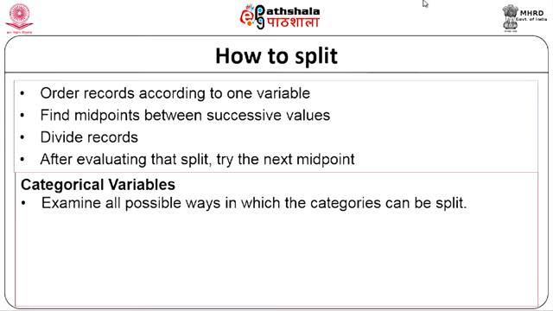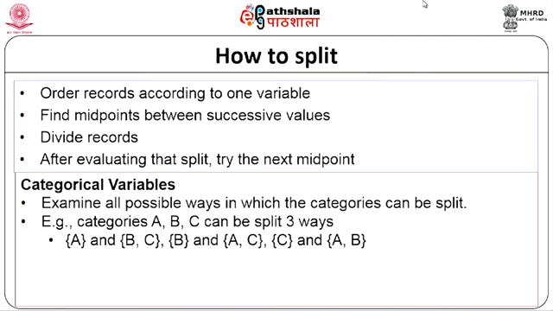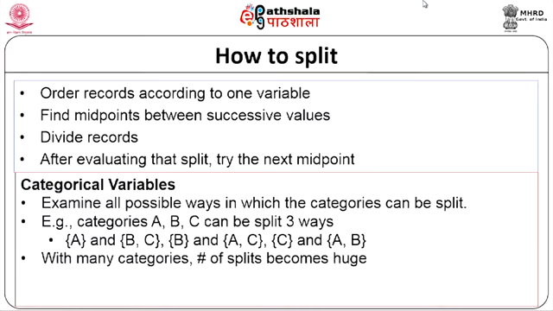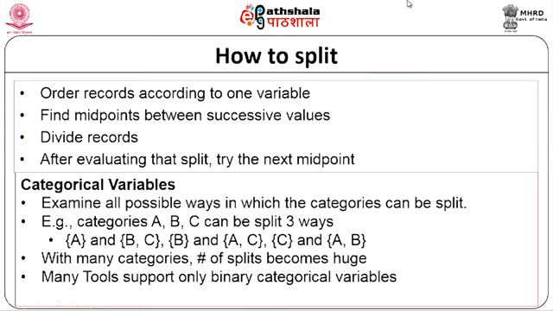Now, let us take categorical variables. Examine all possible ways in which the categories can be split. Categories A, B and C can be split in 3 ways. You can have A and BC as one split, B and AC as another split, and C and AB as another split. So, this is an example of a simple category ABC split. With many categories, the number of splits becomes very, very large. So, many tools support only binary categorical variables. In that case, there is a limit on the number of splits that is possible.